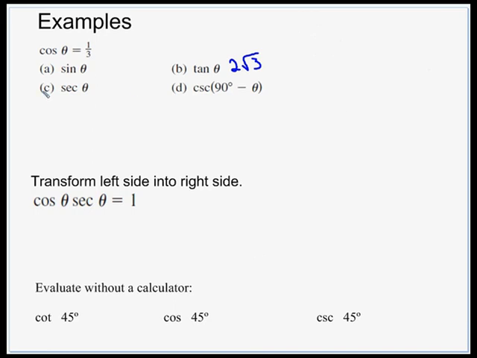For part C, secant. Well, secant and cosine are reciprocals. So if I have cosine and I want to find secant, I take cosine and flip it over. 1 over 3 becomes 3 over 1, or just plain old 3.